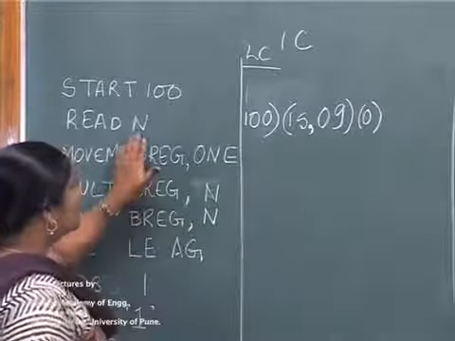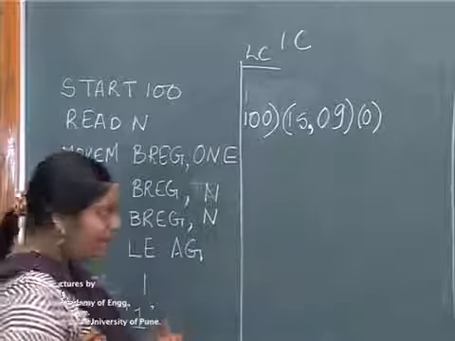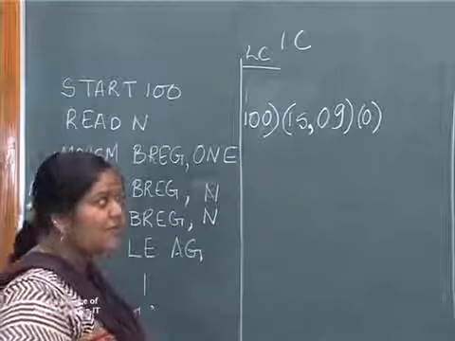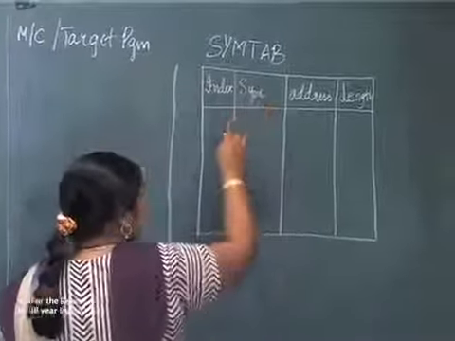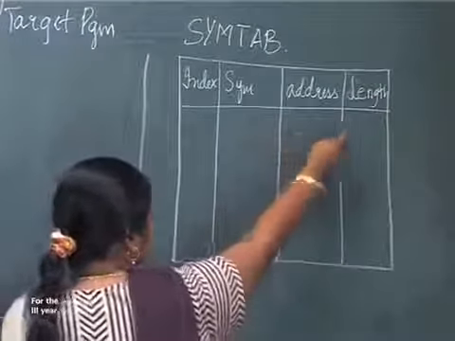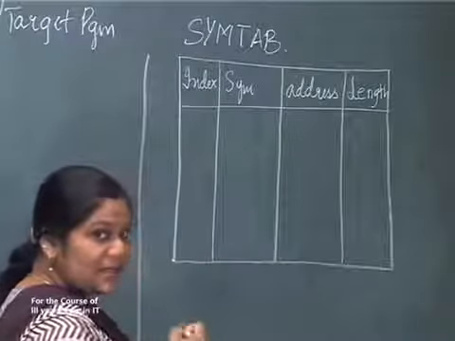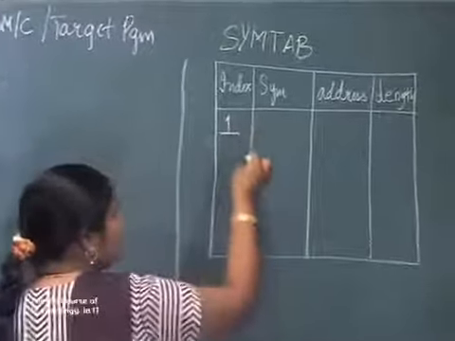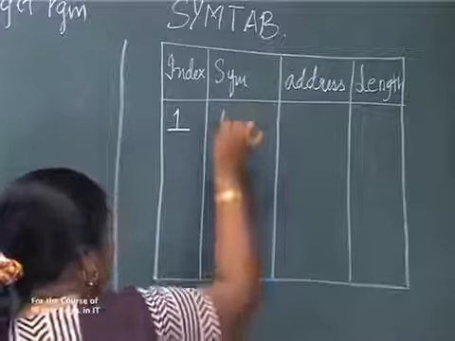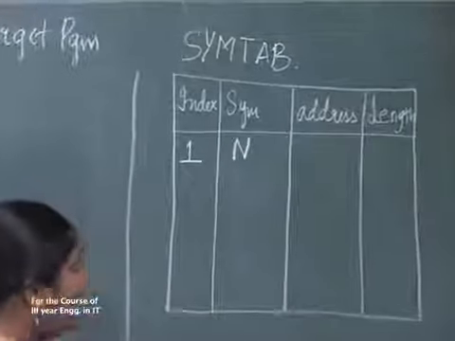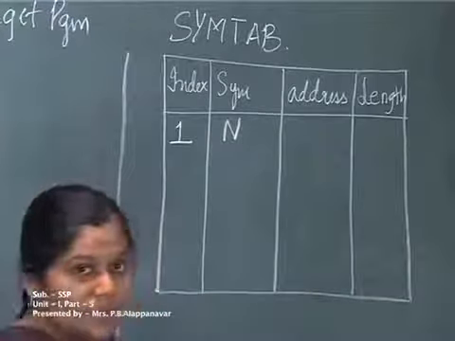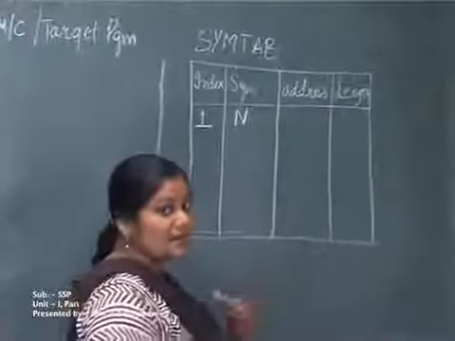Now the second operand is a memory operand, and it happens to be a symbol N. First, the entry of this symbol should be made into the symbol table. The symbol table contains an index value, which is basically a pointer to the symbol, the name of the symbol, the address and the length. Since we have encountered the symbol N in our assembly program, we enter it into the symbol table. The index value is 1, that is, we have encountered the first symbol in our program, and we write what symbol we have encountered. However, we are unable to write the address and length of this symbol because the symbol has been used but it has not yet been defined.